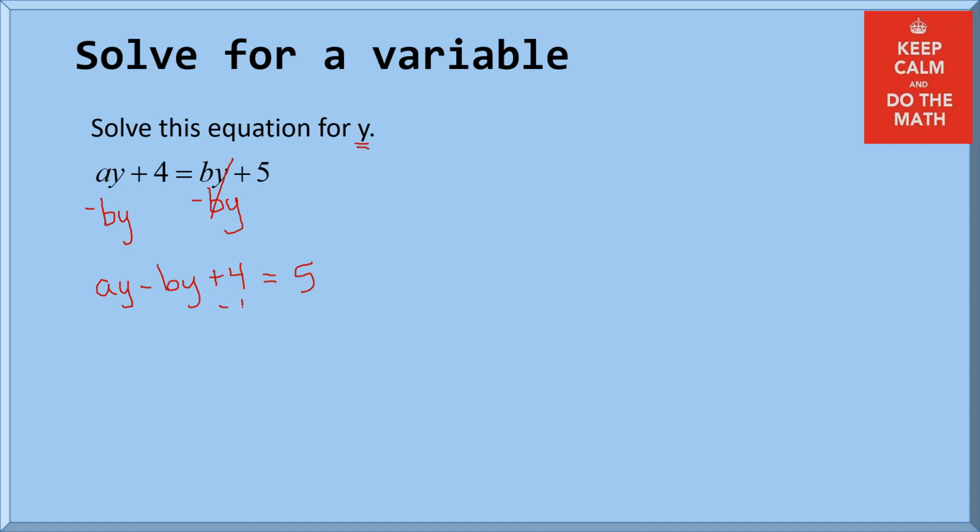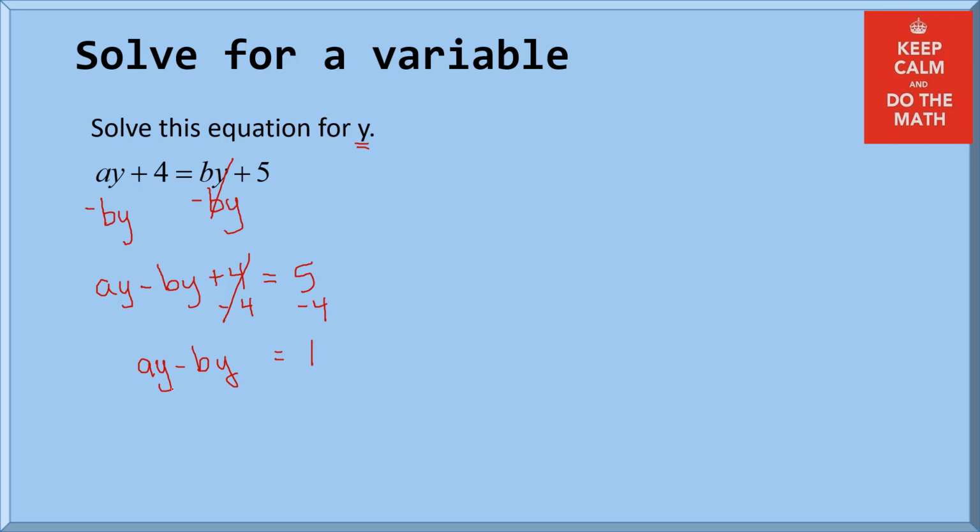So now I need to move my number to the other side. So I have my variable isolated away from the actual number. So here we're going to subtract 4 from this side to get 0. 5 minus 4 is 1. So our left side still reads ay minus by equals 1.